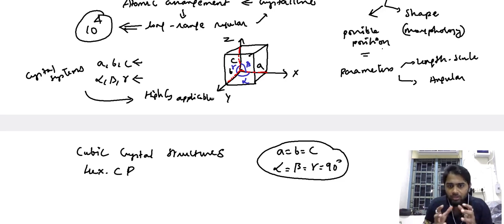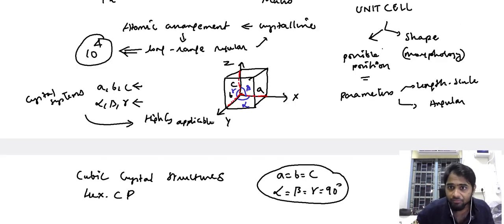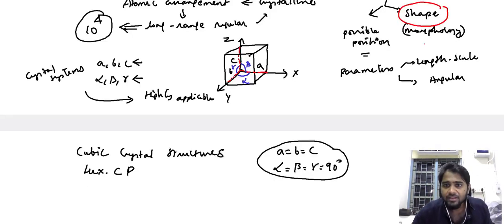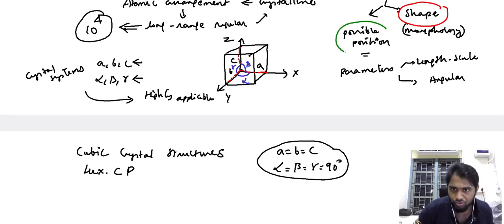Now again, once we have restricted ourselves to the cubic crystal system, one of the factors that describe the shape is now fixed, because the magnitudes of the lengthwise parameters are equal, and correspondingly the angle between them is 90 degrees. So one feature of the unit cell, its shape, is now fixed. Now we are required to describe the other feature, that is the possible positions of the atoms.